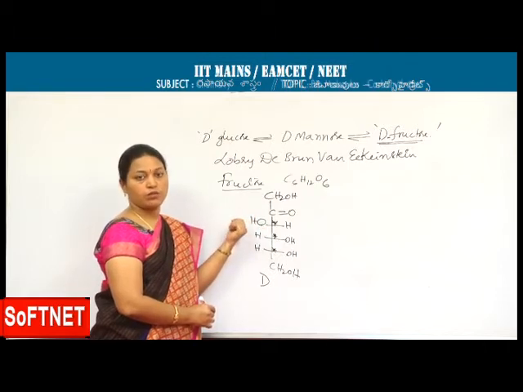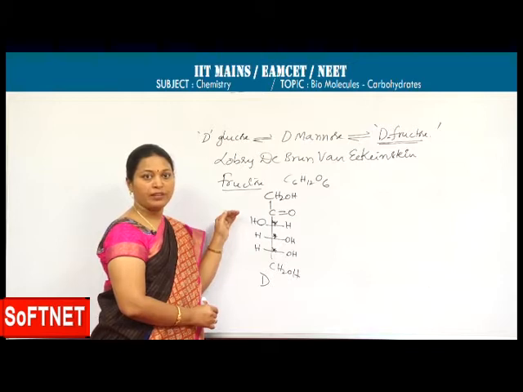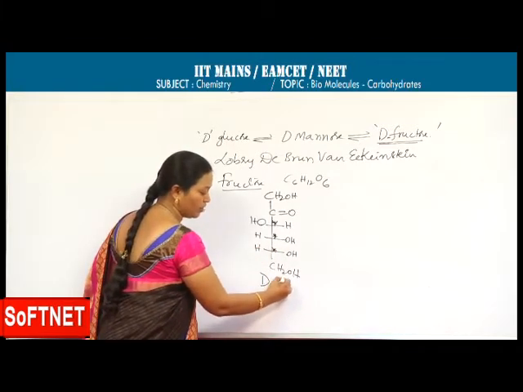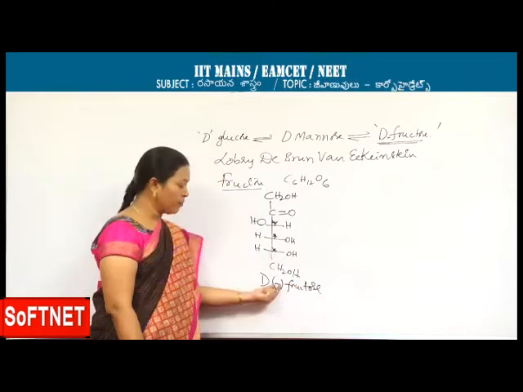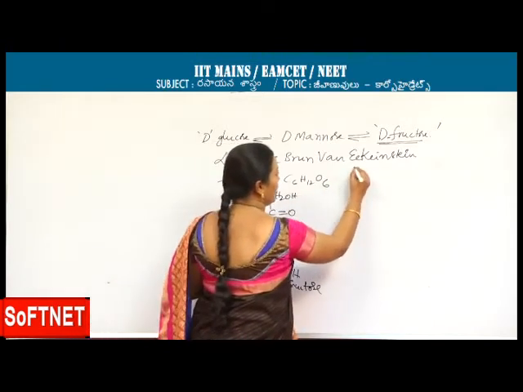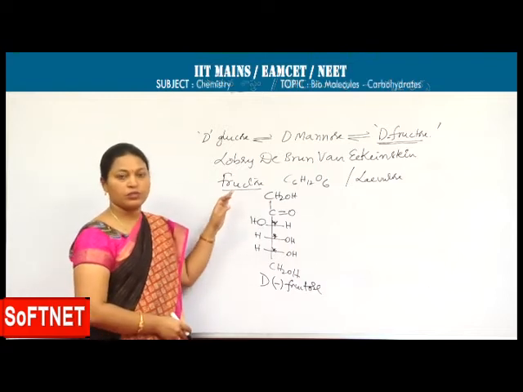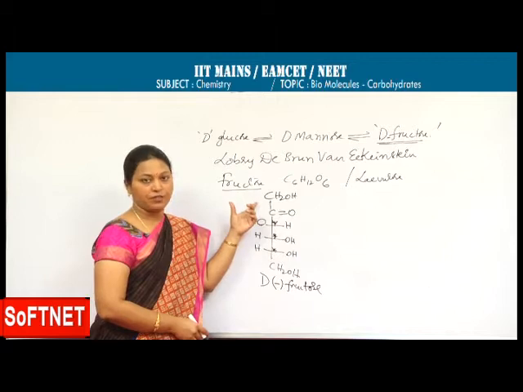Fructose shows optical rotation towards the left side. Whenever monochromatic light falls on it, its optical rotation is directed towards the left side. So it is D minus fructose. Here minus means it is showing levo rotation. For this, its name is also levulose. Why levulose for fructose? Because it shows its optical rotation towards the left side.